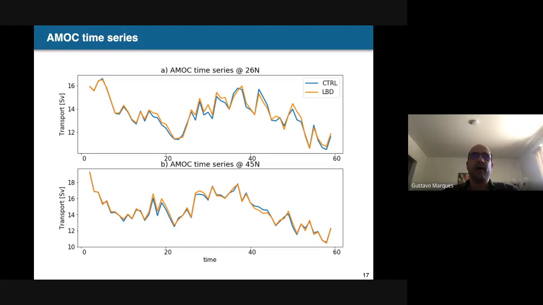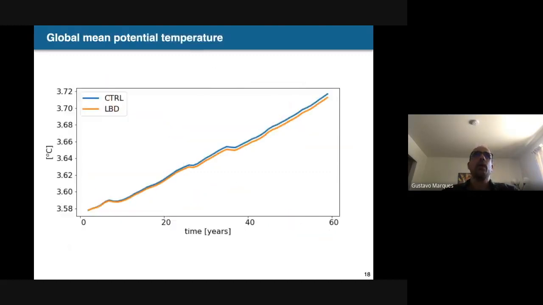not clear in 45. My experience and what I've been told, it takes longer to see the effects at that latitude. So we probably need to integrate the model for a longer time. And then finally, in terms of global mean potential temperature, we have that lateral boundary diffusion tends to slightly cool the ocean. So it's a short simulation, just one cycle, and we already see this slight difference between the global mean potential temperature between the two cases.